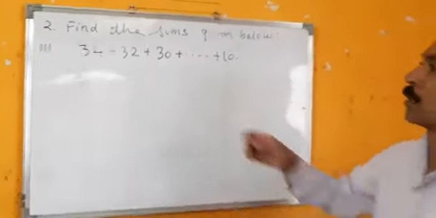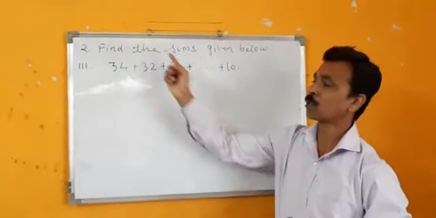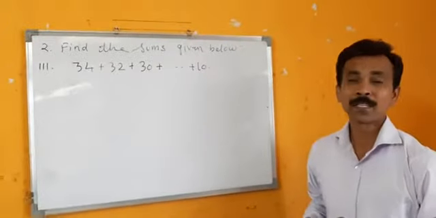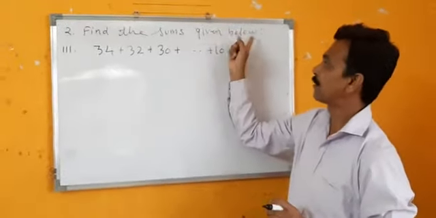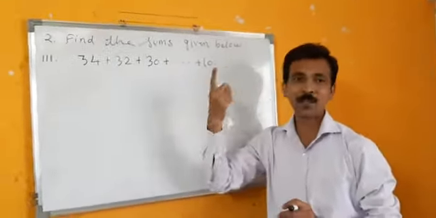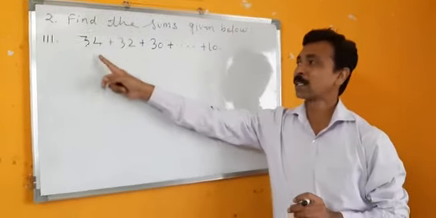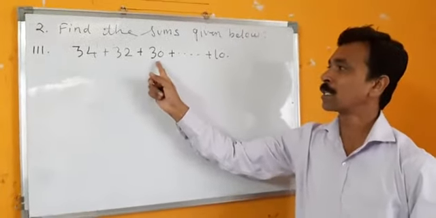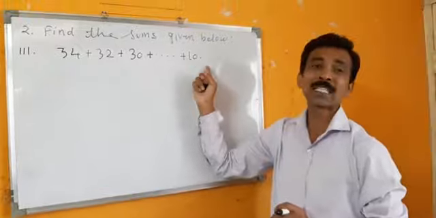Good morning. Okay, we'll see question number 2 of exercise 5.3. Find the sums given below. Yesterday we have done 2 sums. Now we'll proceed further. 34 plus 32 plus 30 plus ... plus 10.